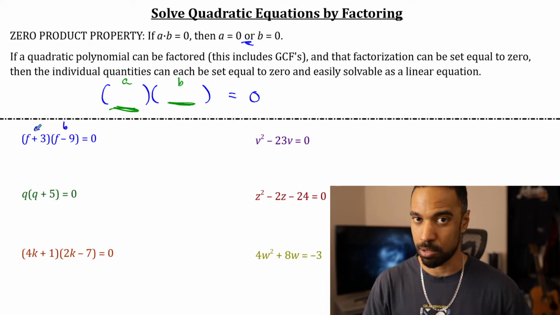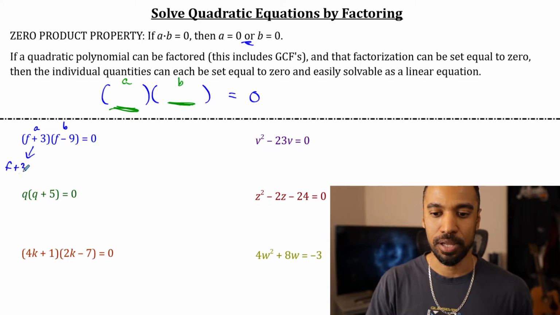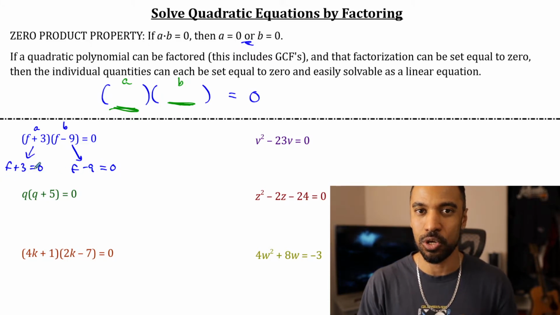These are quantities that are multiplied, and that's okay. We can set it that way. If f plus 3 times f minus 9 equals 0, then either f plus 3 equals 0 or f minus 9 equals 0. Now, we didn't solve for f yet, but we are just one step away in both of these little equations to solve.